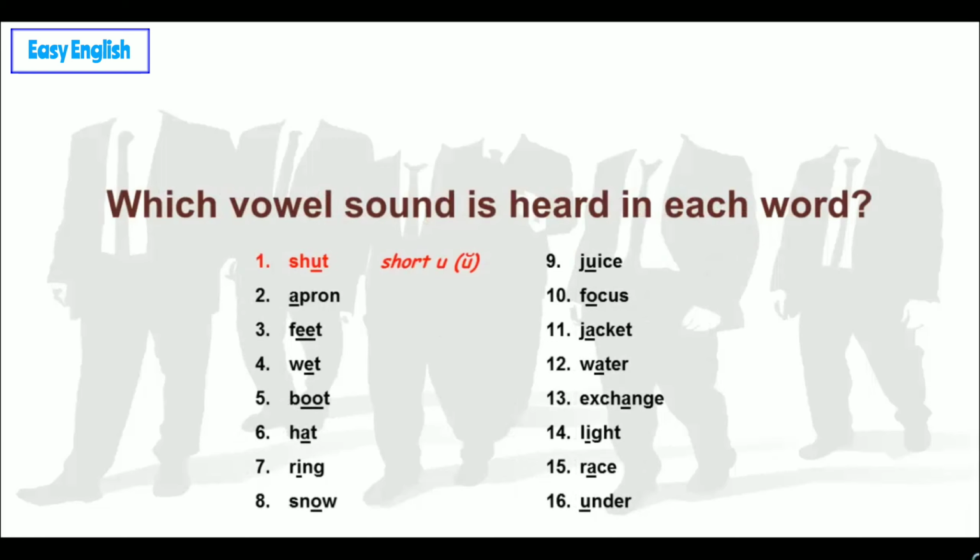Which vowel sound can be heard in each word? For example, in the word shut, we hear a short U sound. Apron. Feet. Wet. Boot. Hat. Ring. Snow. Juice. Focus. Jacket. Water. Exchange. Light. Race. Under.